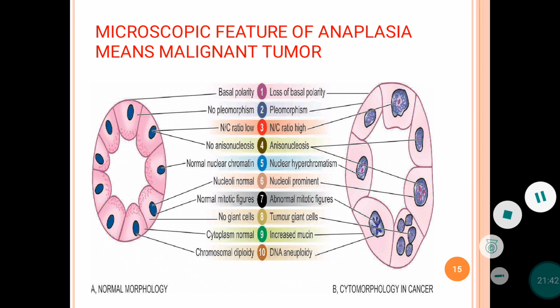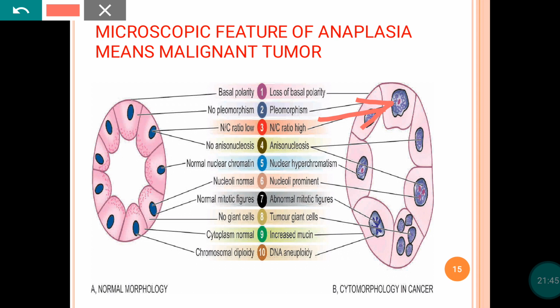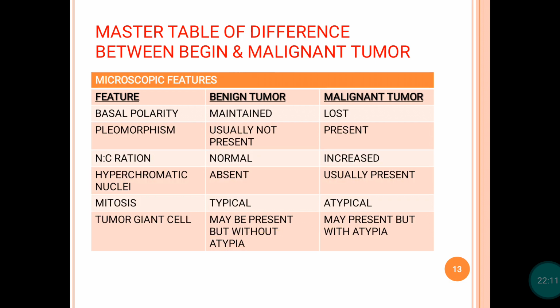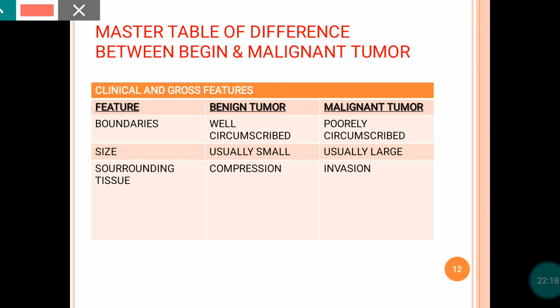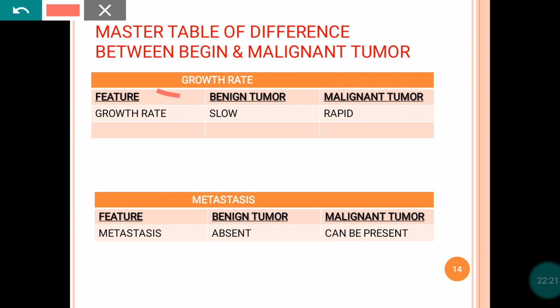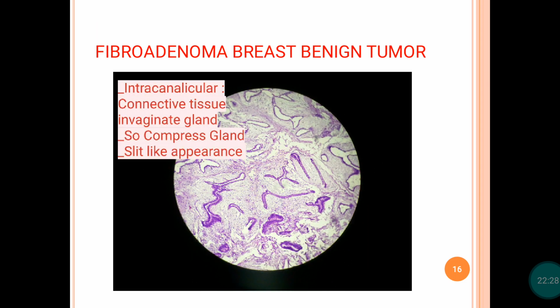So these are the features of the anaplasia: loss of basal polarity, pleomorphism, high NC ratio, anisonucleosis, nuclear hyperchromatism, prominent nucleoli, abnormal mitosis, tumor giant cells, and sometimes mucin production. So these are the features of the malignant tumor. It can be asked in the exam as well as an MCQ. So remember the features of malignant tumor. Clear? The difference between the benign and malignant tumor is based on clinical features, then microscopic features, growth rate, and metastasis. So in that way you can differentiate the benign and the malignant tumor.